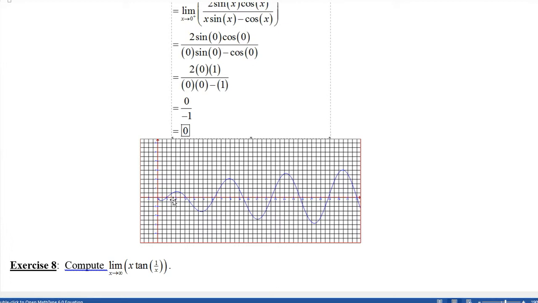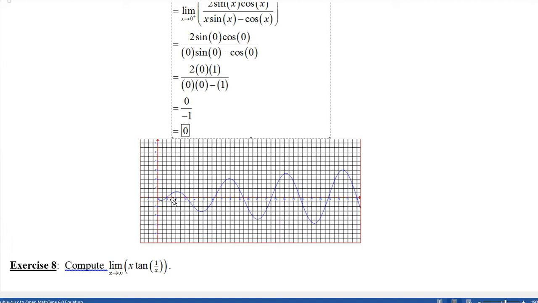Okay, time to try one more. So I think we're just going to do these two in this video. Compute the limit as x goes to infinity of x times tangent of 1 over x. Okay, so as x goes to infinity, 1 over x goes to 0. Tangent of 0 is 0. But x goes to infinity. So this has the form, again, infinity times 0.